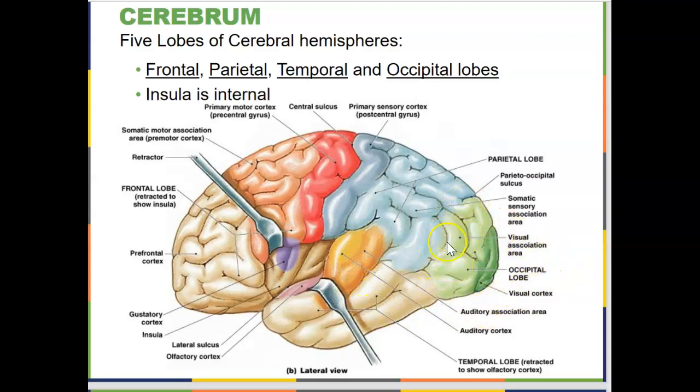Back here is our visual association area. This is the part of the brain that sees a dog and puts the word dog there. And then this is the occipital lobe, the actual visual cortex. Over here, we have the auditory association areas and auditory cortex, and then extending down into the lower part of the temporal lobe.